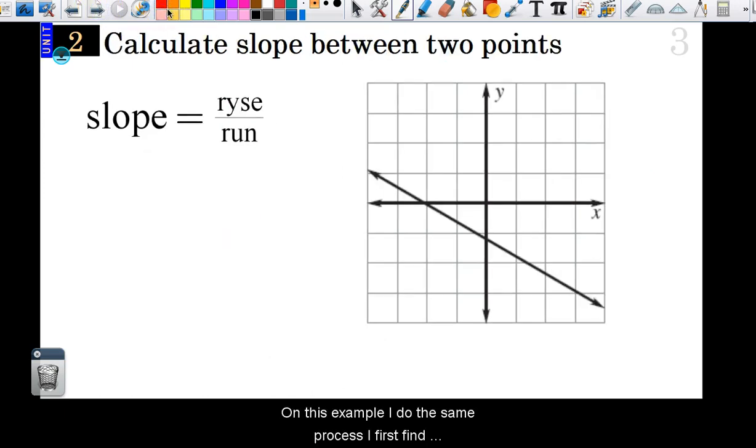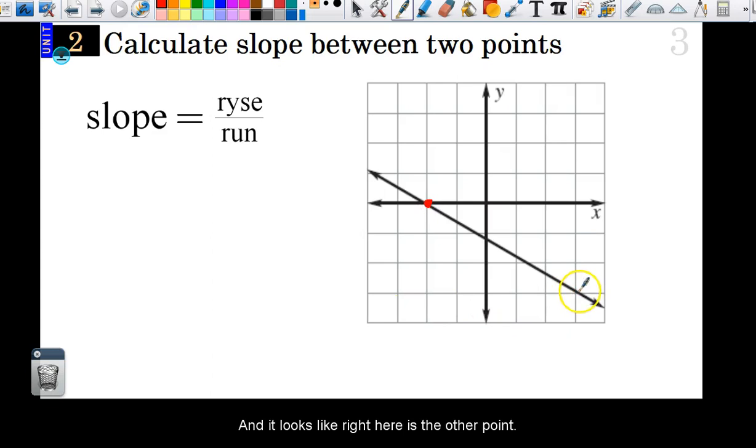On this example, I do the same process. I first find what's called a lattice point, a point that's right on the grid. And I think this one's pretty close. It doesn't look exact, but that's the one I'm going to go with. There's a point there. And it looks like right here is the other point.